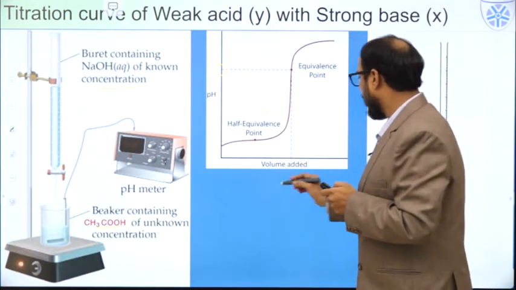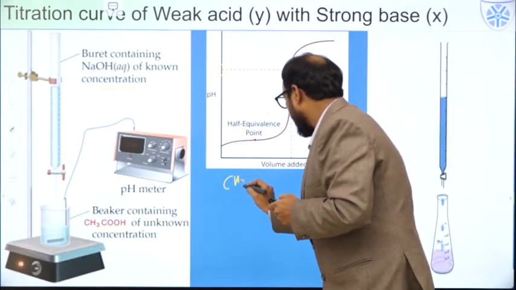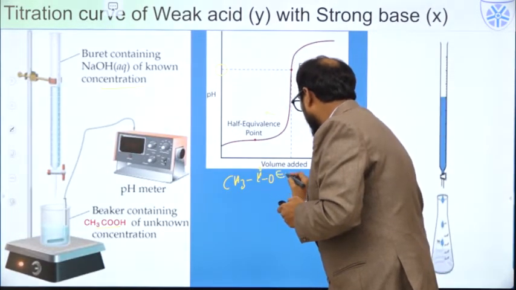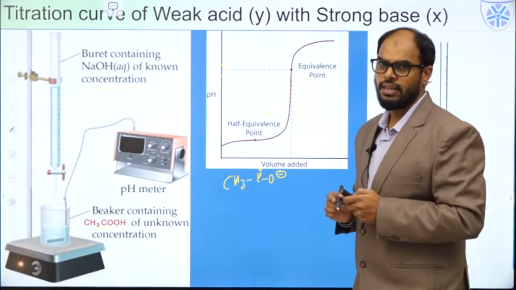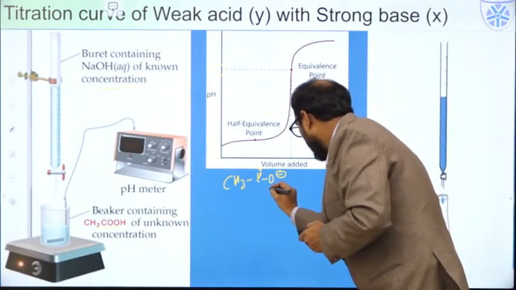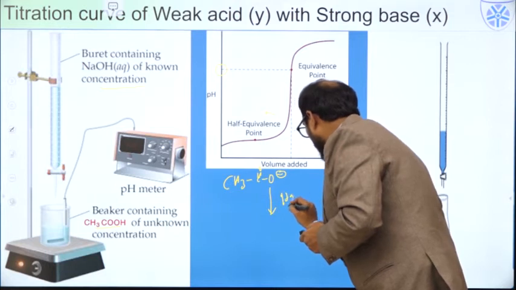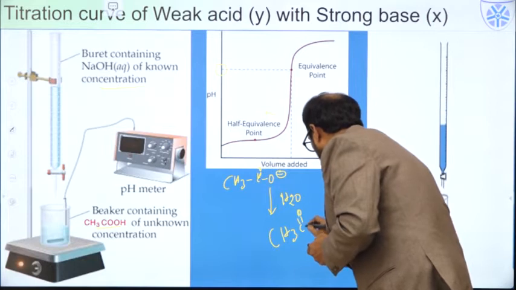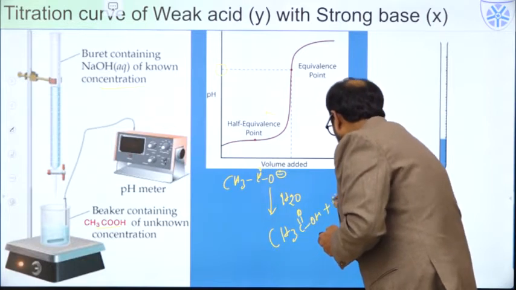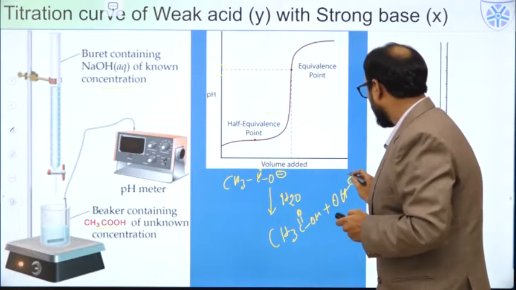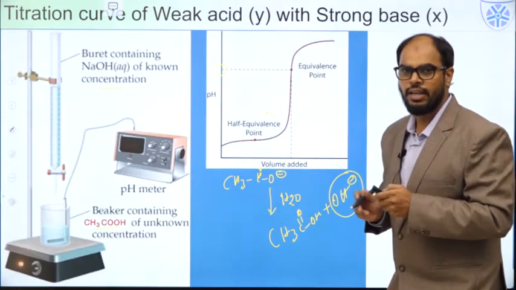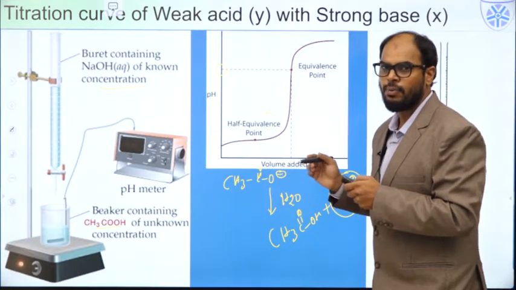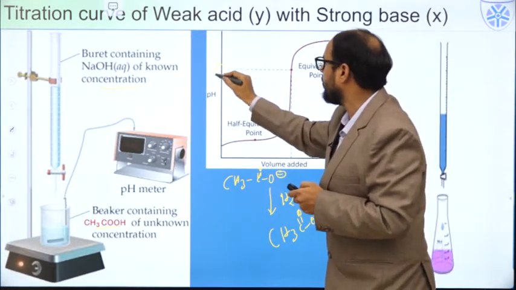Why is it so? Because this acetic acid, being a weak acid, has a strong conjugate base. And this conjugate base, on reacting with the water molecule, will give acetic acid plus OH minus ions. And these OH minus ions will create a basic condition. The equivalence point is not exactly 7, it is more than 7, sometimes 8 to 8.5.